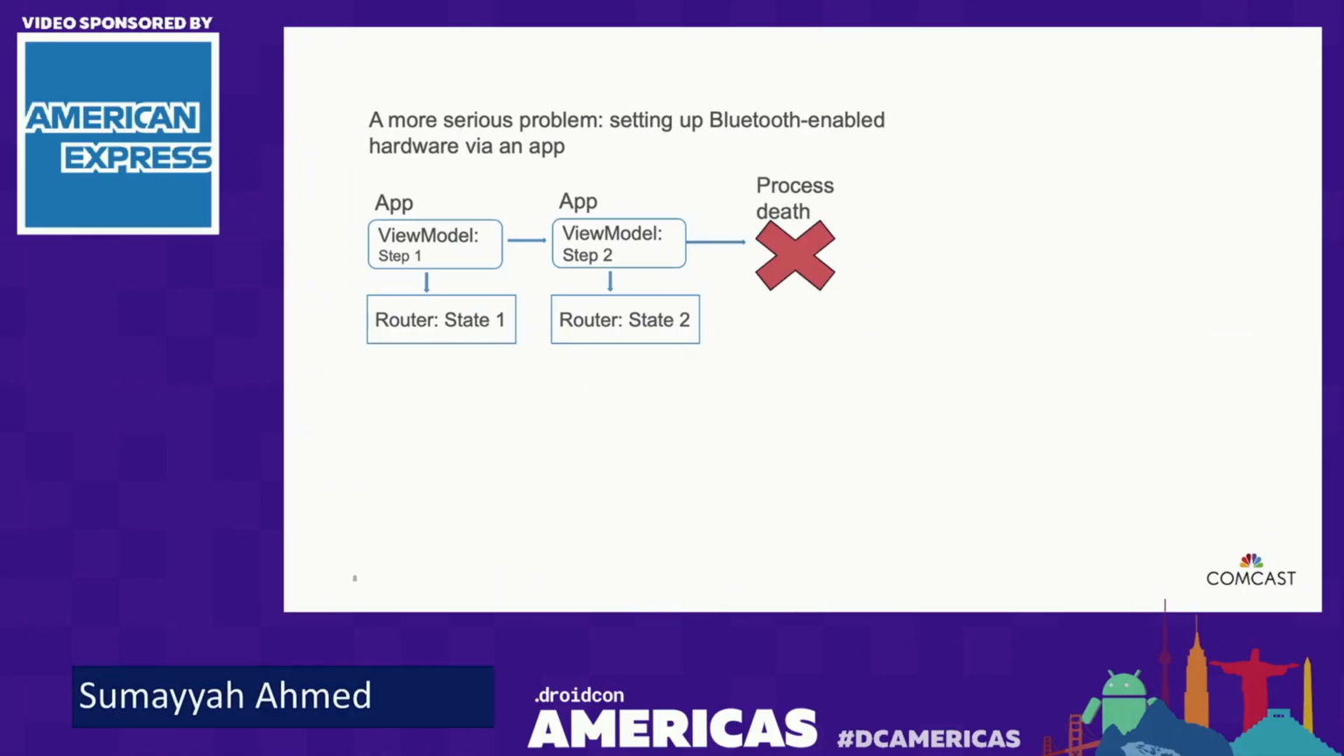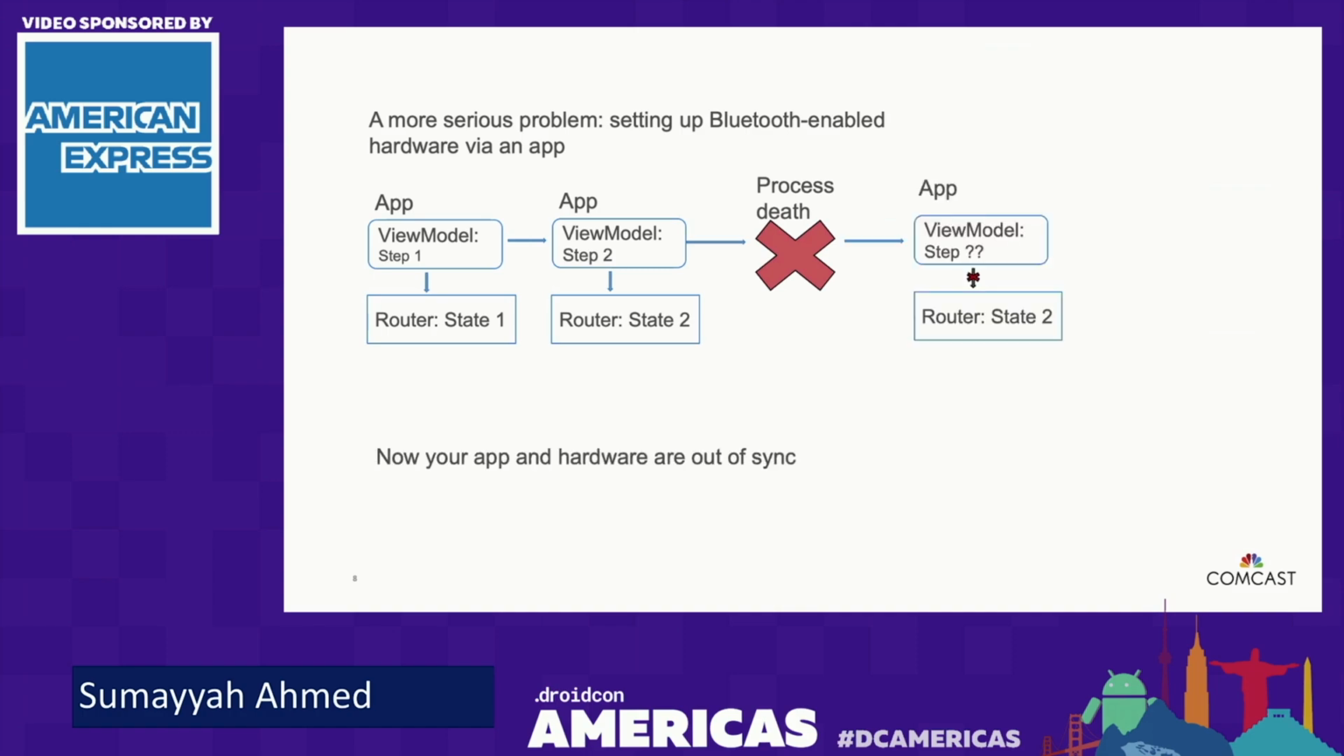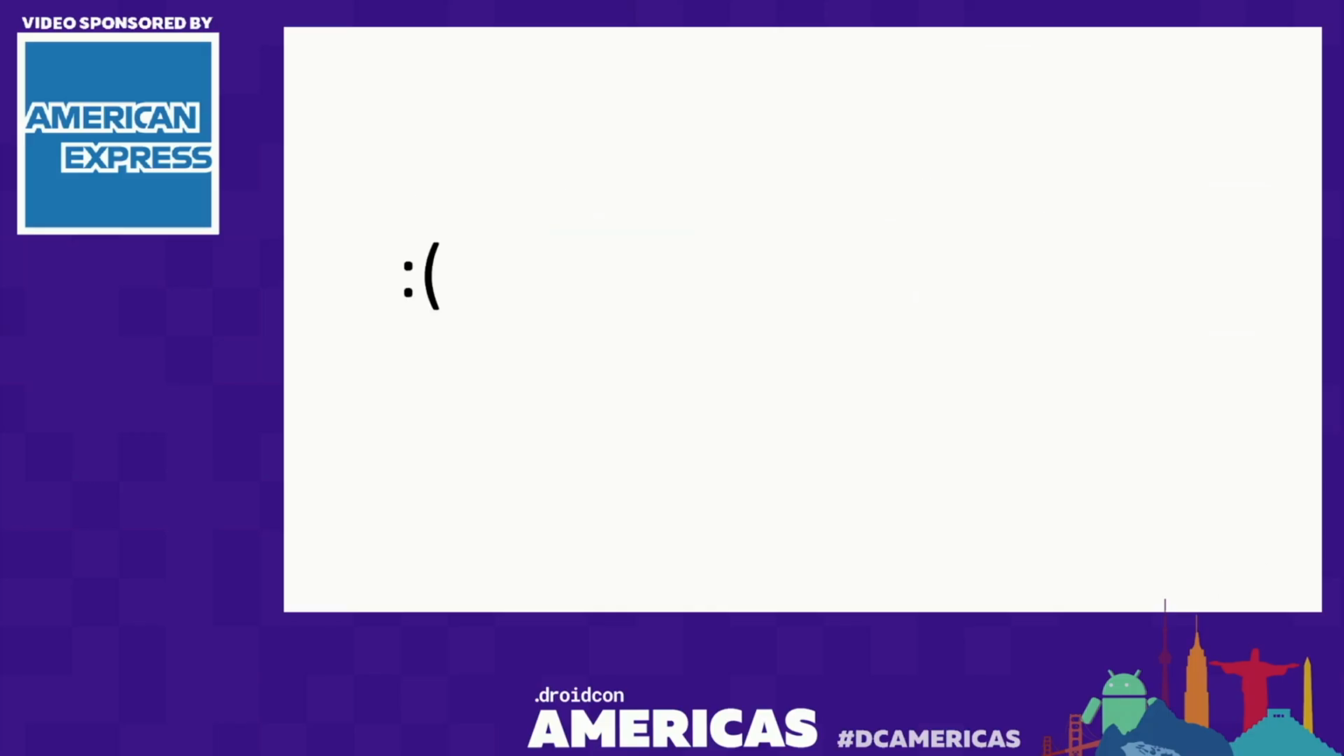Now process death happens for whatever reason. All of a sudden, your view model has no clue where the user left off, but your hardware is still stuck in state two, and you can't obviously rewind. So now your app and your hardware are out of sync. As you can see, not considering process death in our development process can have serious implications for not just the usability and the delightfulness of our applications, but also the ecosystem in which we expect our apps to operate in. So how do we test this in our normal development workflow?